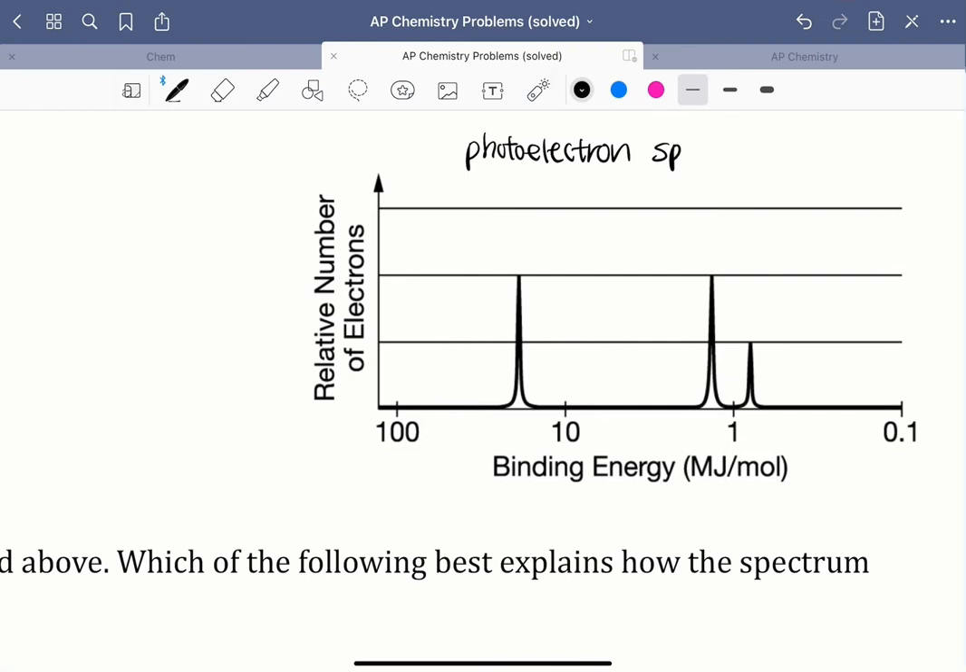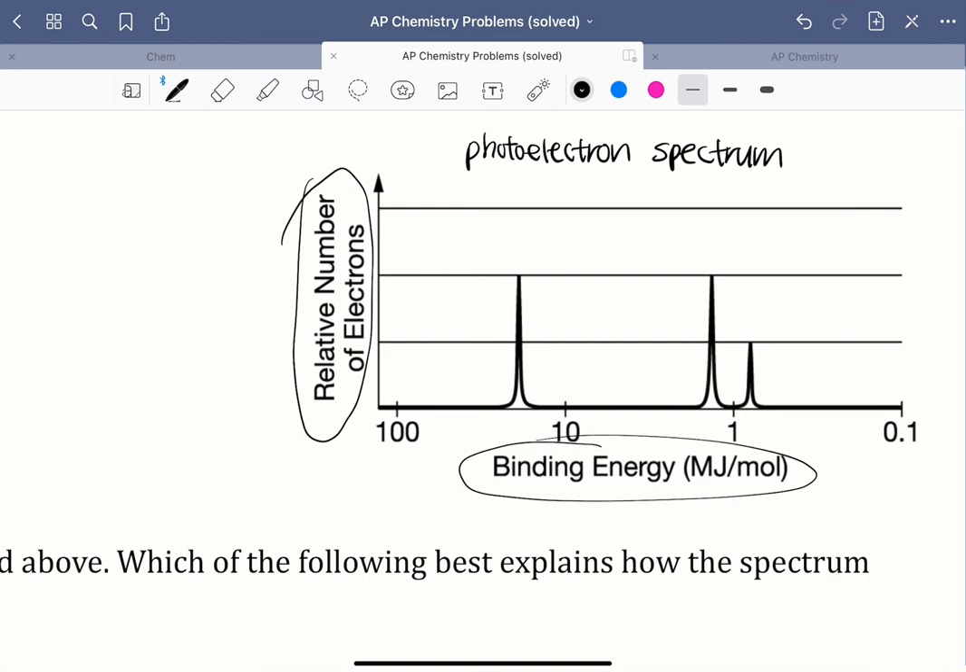In a photoelectron spectrum, it's always going to have binding energy on the x-axis and relative number of electrons on the y-axis. And this is representing the element boron. It's represented like this because the photoelectron spectrum is always based on the electron configuration of the atom.